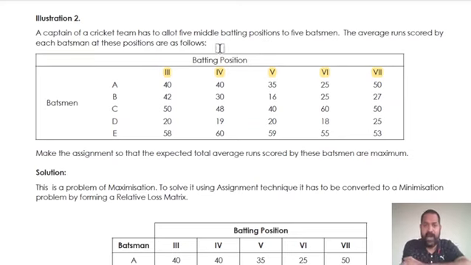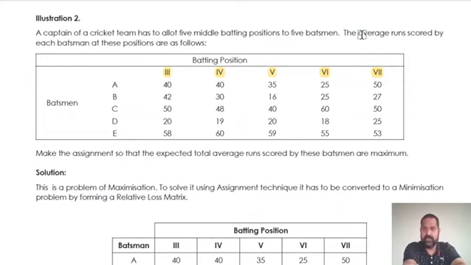So you have 5 batsmen A, B, C, D, E and 5 positions. Now mind you, the positions start from 3 and go up to 7. That doesn't mean there are 7 positions. There are only 5 positions, 3 to 7: 3rd, 4th, 5th, 6th, 7th. So 5 positions and 5 batsmen. Make the assignment so that the expected total average runs scored by these batsmen is maximum.